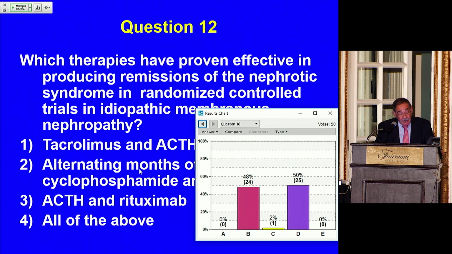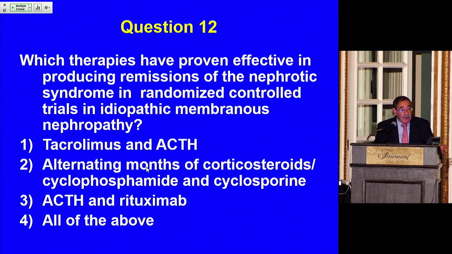Now, a lot of them, yes, there definitely is data on the alternating Ponticelli regimen and cyclosporin, but there's also data on TAC. Larry showed you the data on TAC, not the data on cyclosporin. ACTH has a controlled randomized trial. Ponticelli did the trial himself. It's positive. And rituximab, of course, there is controlled data. The Mentor trial is already there. So it's all of the above for this.